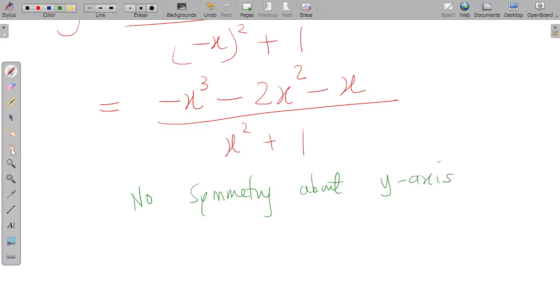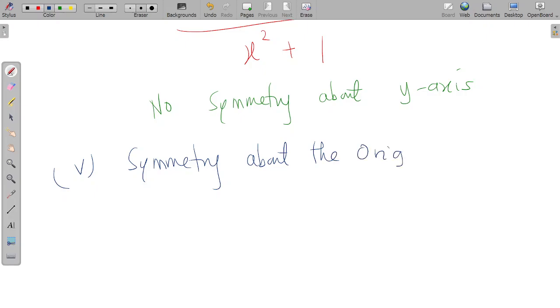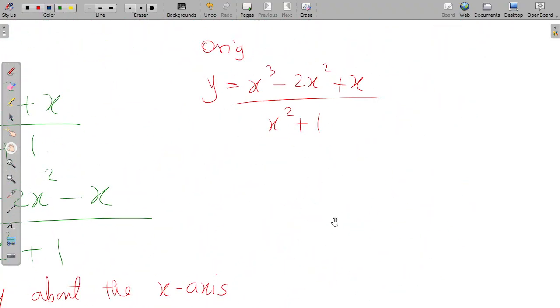Okay, so the next thing is we want to find symmetry about the origin. This is 5. Symmetry about the origin. In symmetry about the origin, we replace every x with a negative x. We replace y with negative y. Okay, so let's replace them in our original equation, which is this.